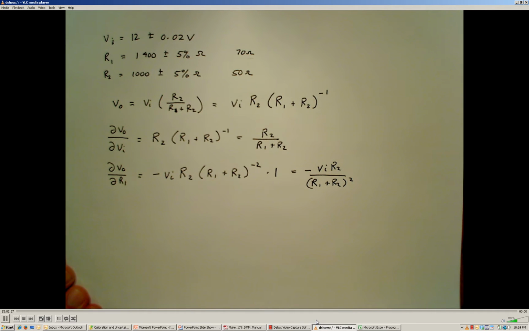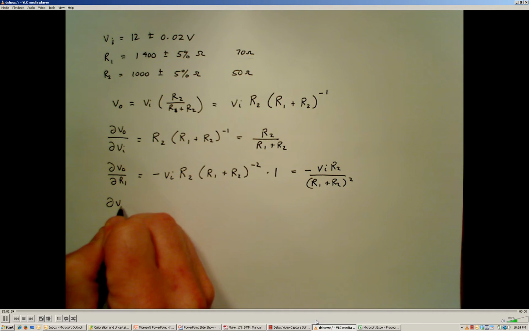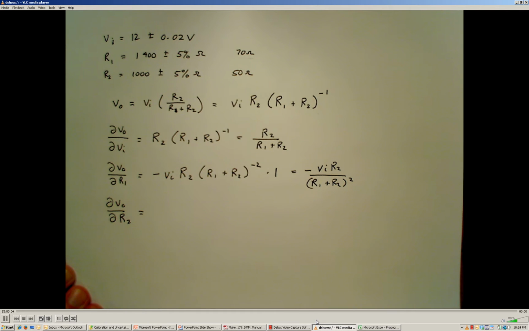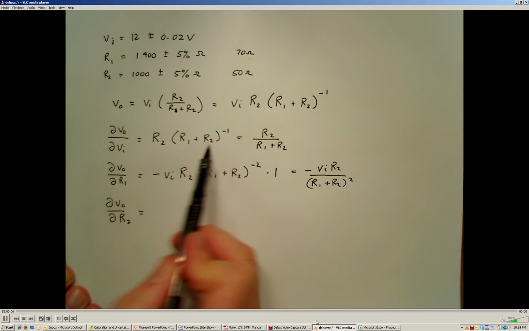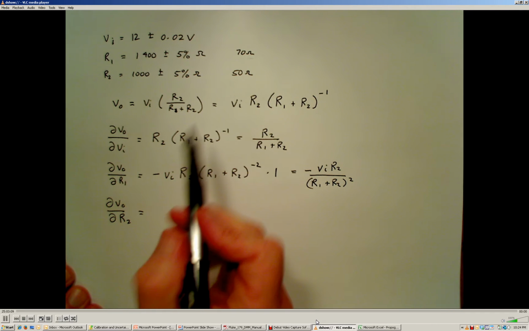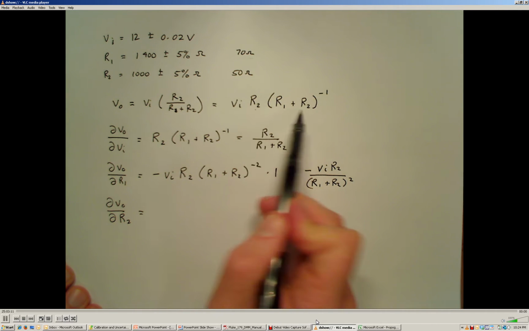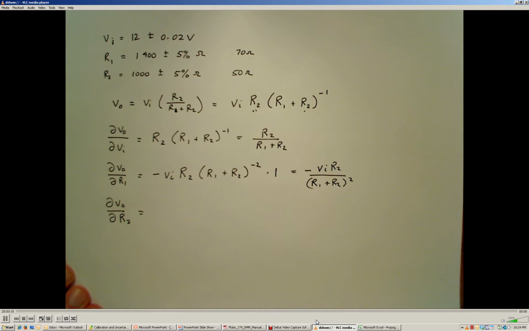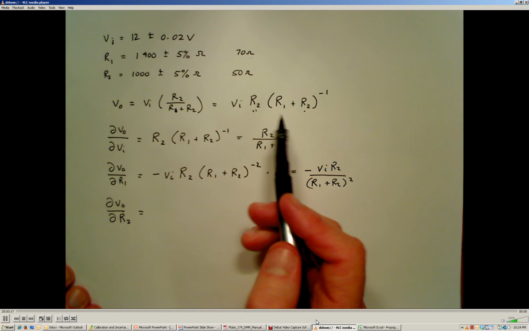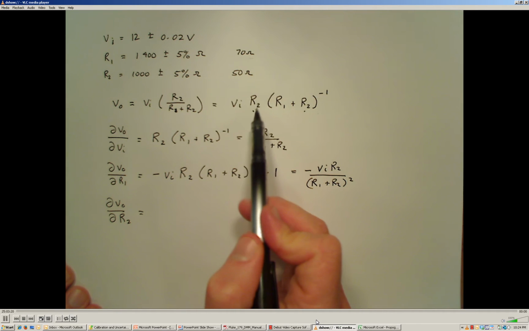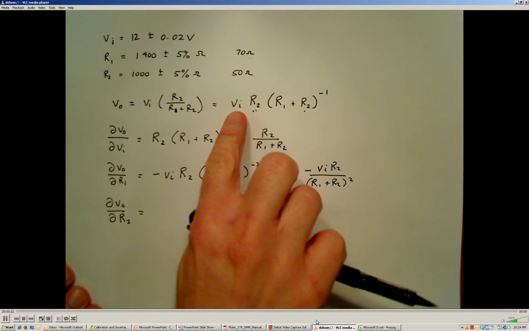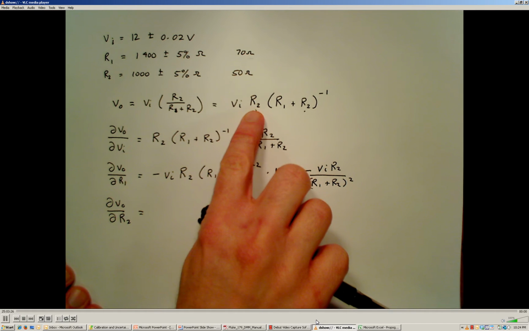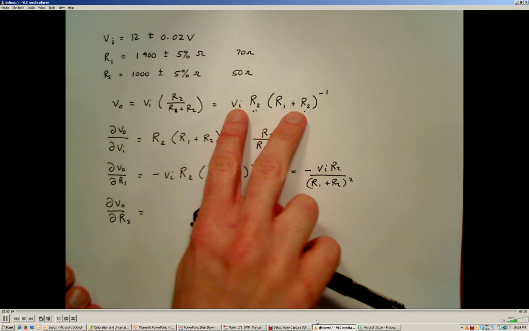Finally, I'm going to take the partial derivative of the output voltage equation with respect to R2. Here we're going to have the product rule come into effect because we have R2 here as well as here. Let me progress. For the first one, I'm going to assume that this term right here is the variable, so I'll take the derivative of this term and multiply it by the two remaining terms.